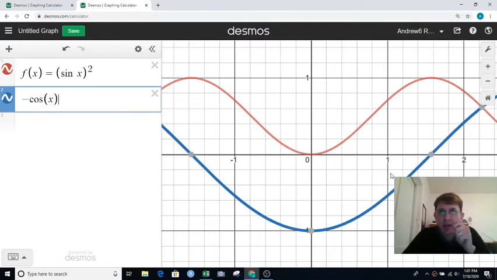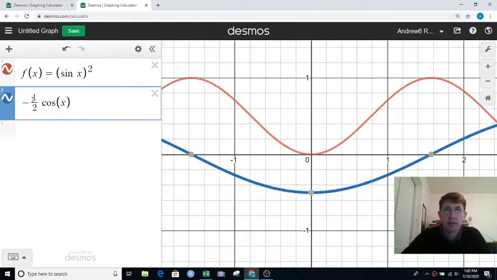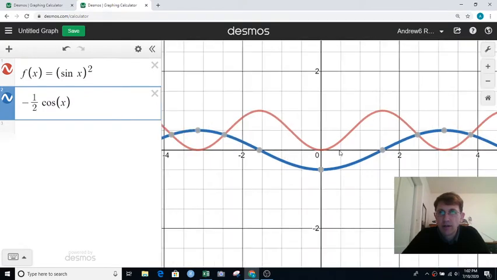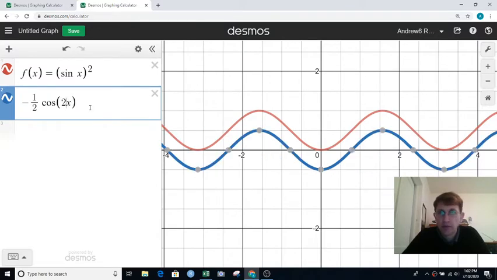How else do we need to adapt this negative cosine to match our sine squared? The amplitude of the sine squared is just from 0 to 1, so its amplitude is a half, where the cosine has a full amplitude of 1. So that's looking good. The sine squared seems to do a cycle twice as fast as the cosine here, so let's put in a frequency multiplier of 2.